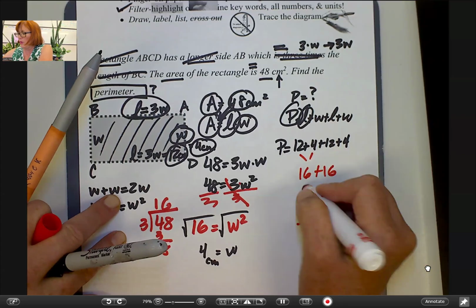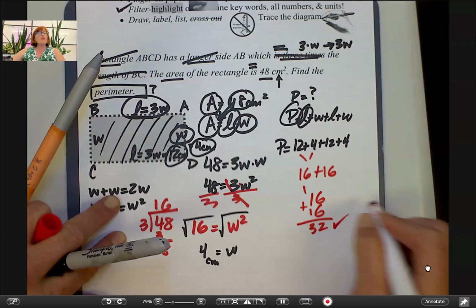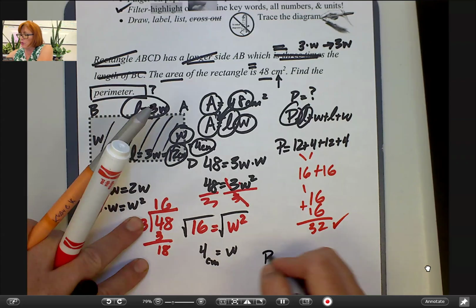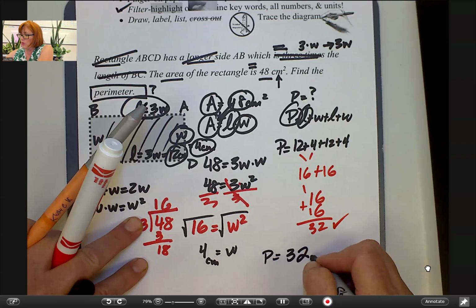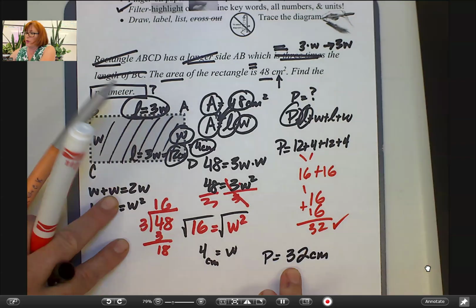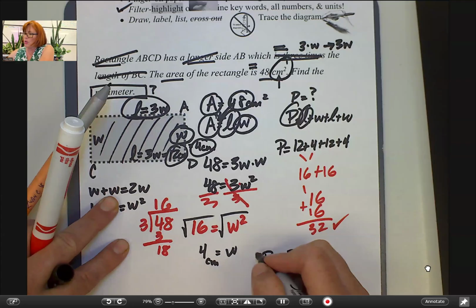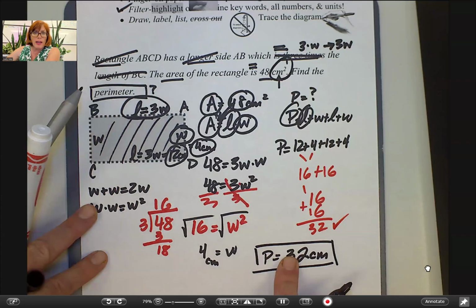12 carry the 1. Okay, now if you wrote 32 on a test, there's something missing. The answer for the perimeter is 32 cm. If there are units in your problem, there must be units in your answer.